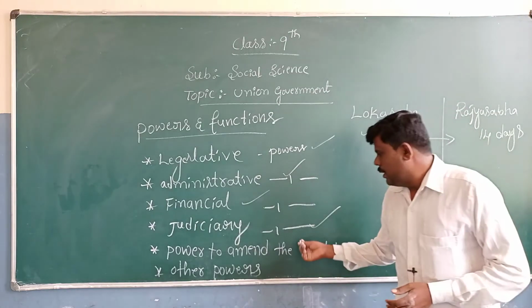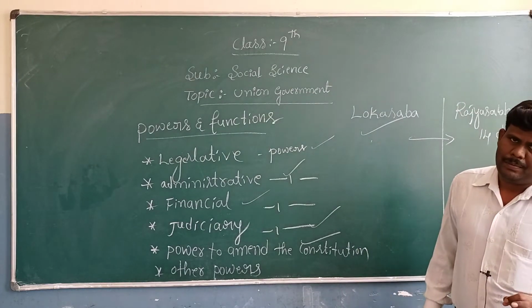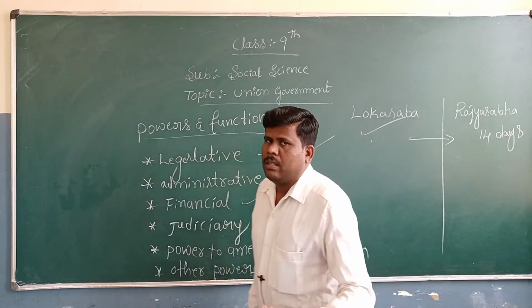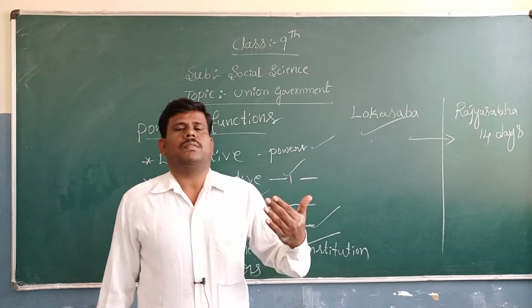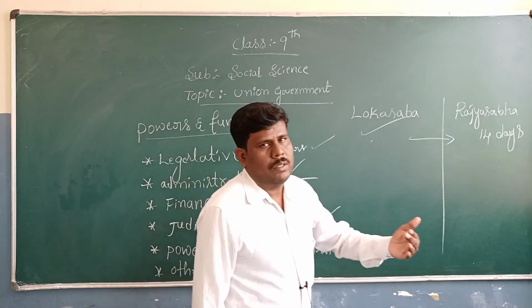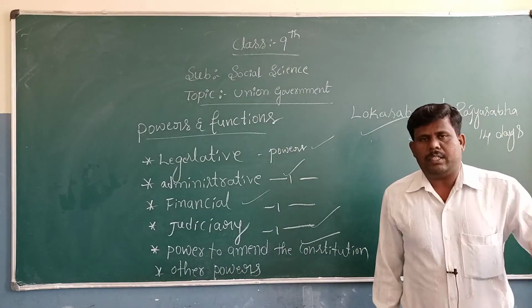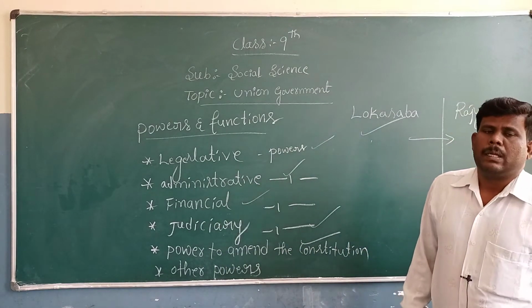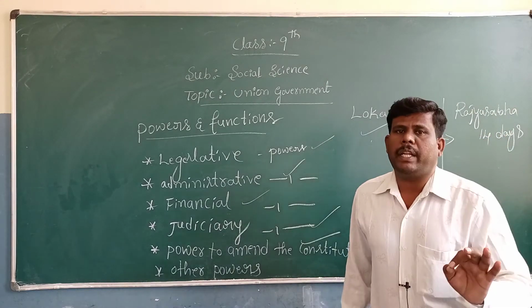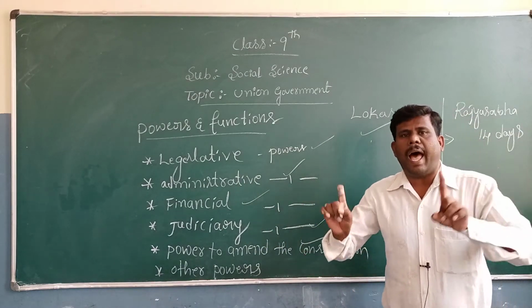The next one, power to amend the Constitution. You know, children, the Indian Constitution is the world's biggest constitution. It has over 400 articles in itself. So, amendment of the Constitution must be taken up by the Parliament. Both houses act here.